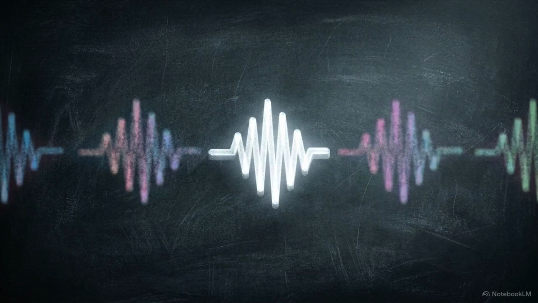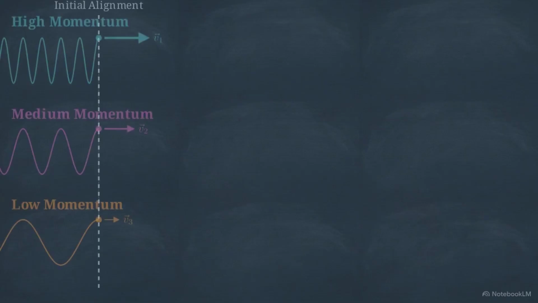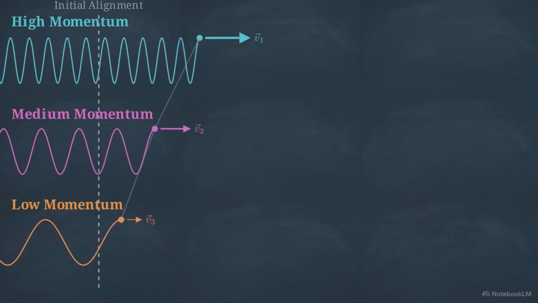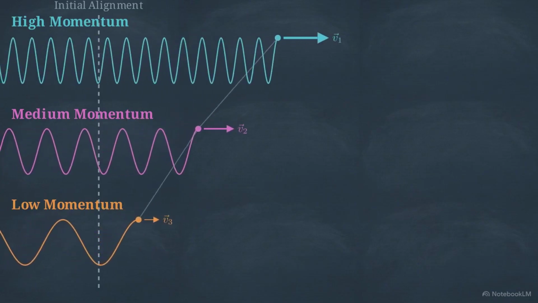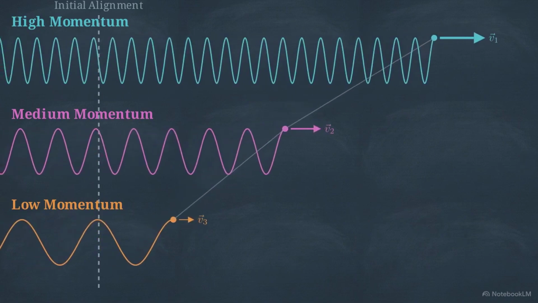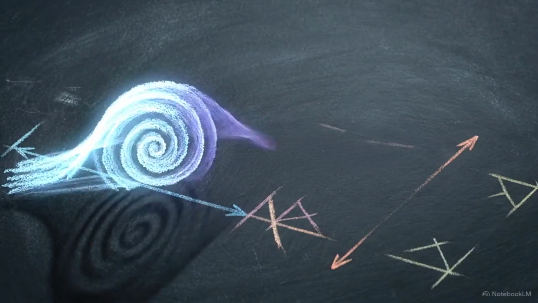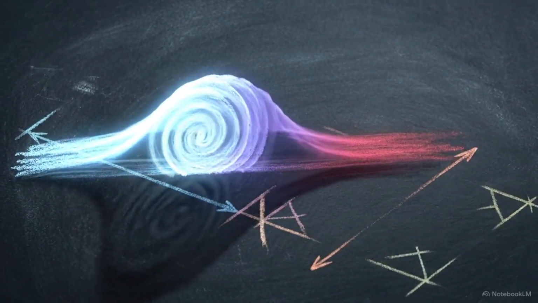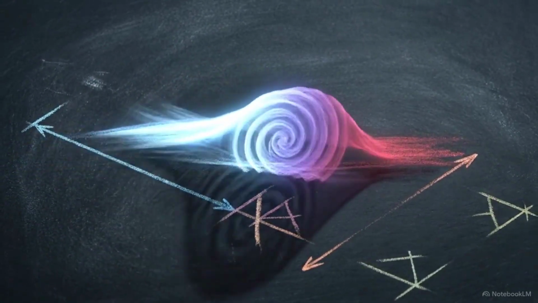Building a localized packet out of multiple momenta triggers an unavoidable mechanical side effect, dispersion. Within the Fourier superposition, the constituent waves hold different momenta. The components carrying higher momentum naturally travel faster through space than those carrying lower momentum. Because of this speed differential, the faster-moving components at the front of the packet outpace the slower-moving ones trailing at the back.